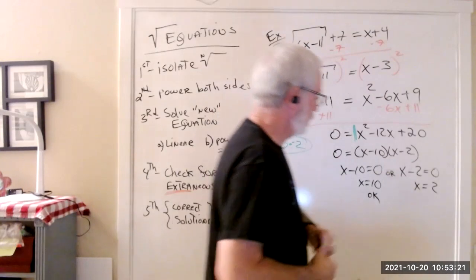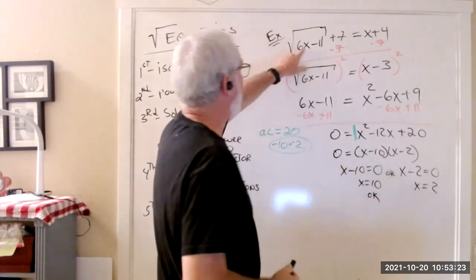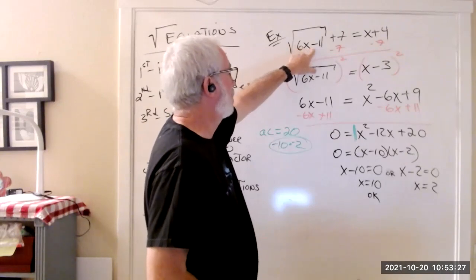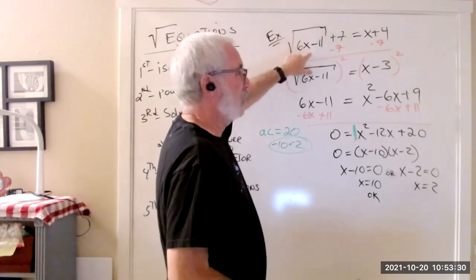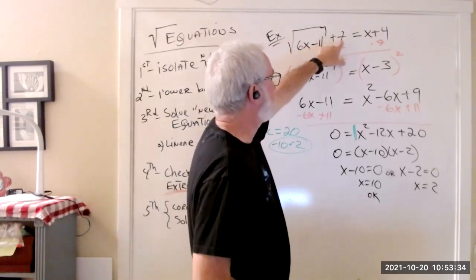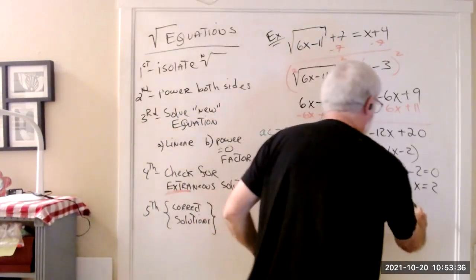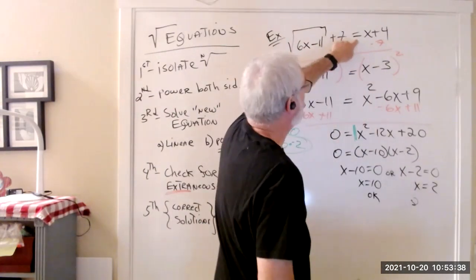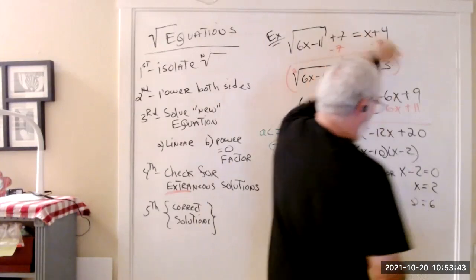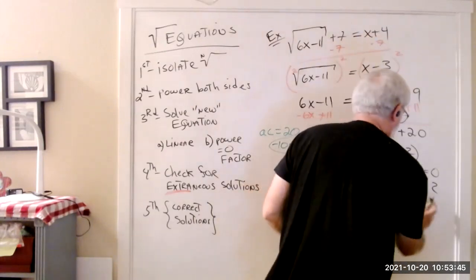2. If x is 2. 6 times 2 is 12. 12 take away 11 is 1. Square root of 1 is 1. 1 plus 7 is 8. So I have 8. But x is 2. 2 plus 4 is 6. There's no way 8 equals 6. So this is a reject.